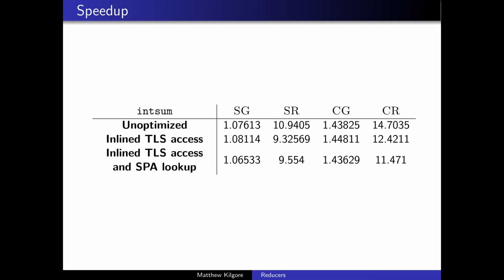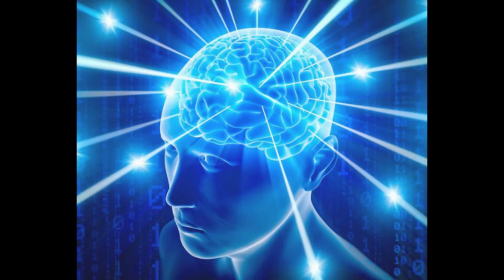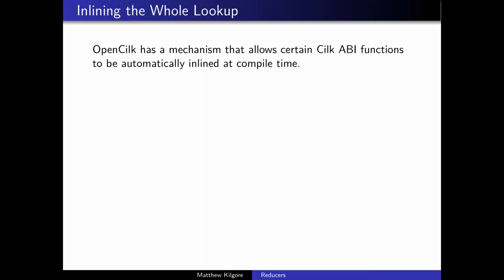Well, I have an idea for you. What if we inline the whole thing? Yeah, that's right. OpenCilk has a nice mechanism that allows certain ABI functions to be automatically inlined at compile time.